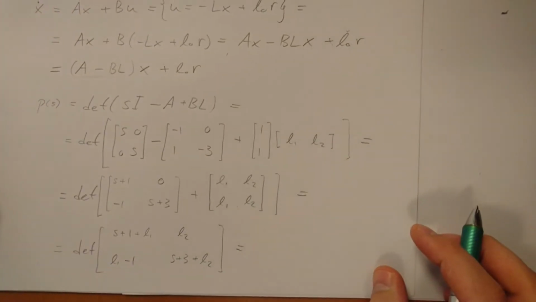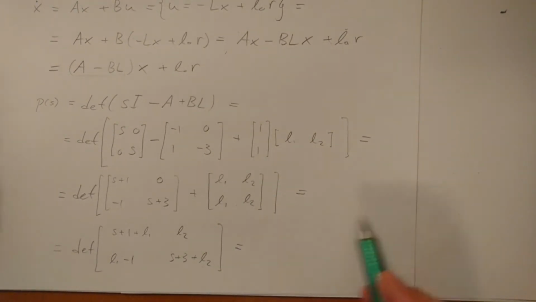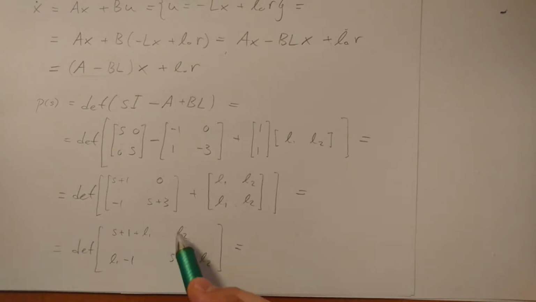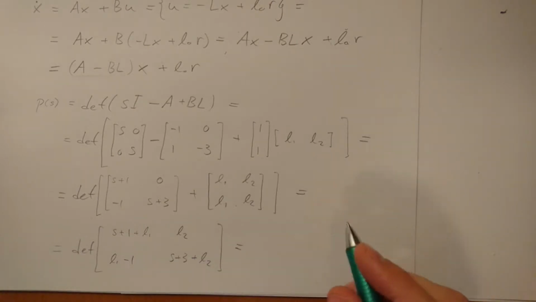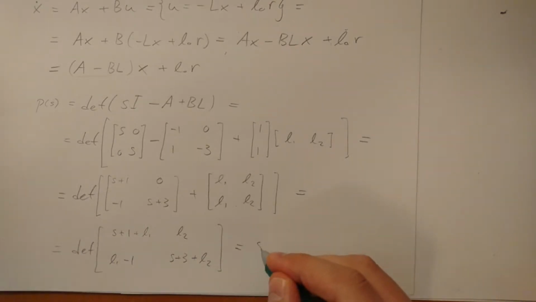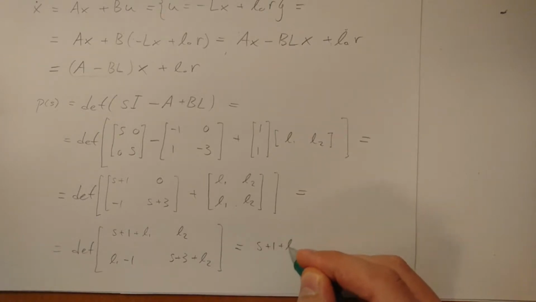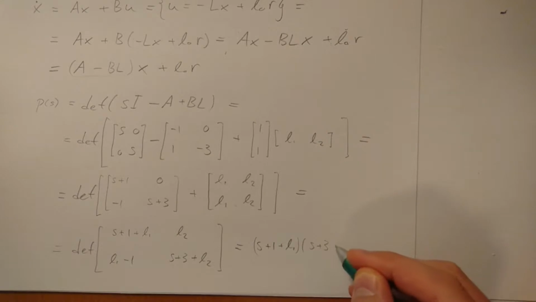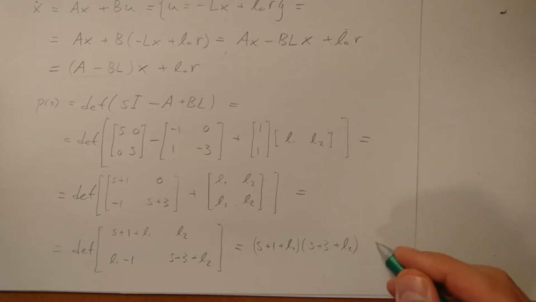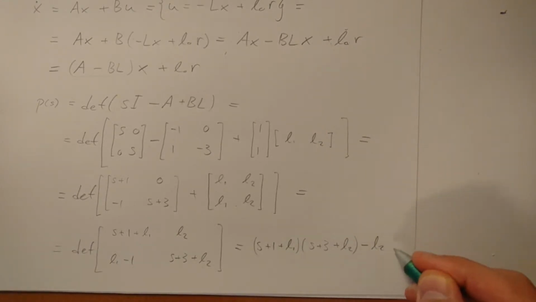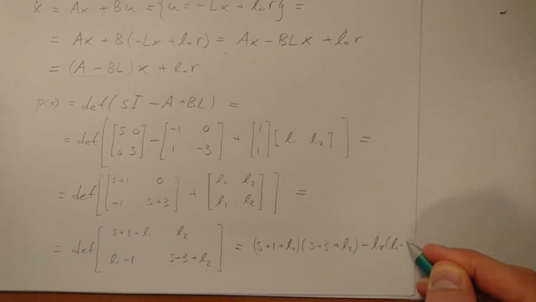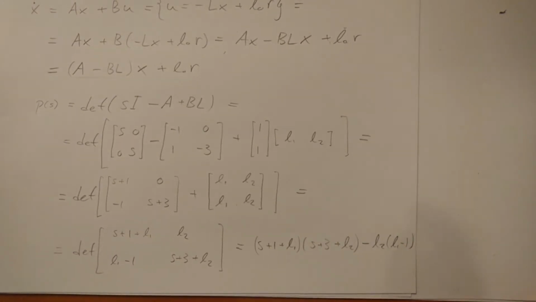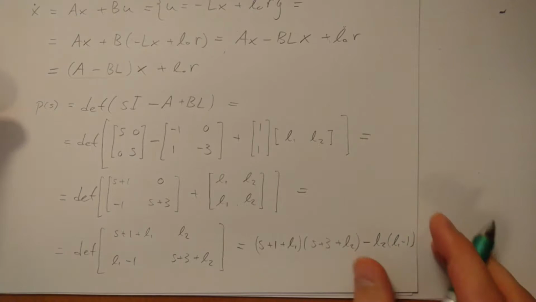Now we're taking the determinant of this, which is the product of the diagonal elements minus the product of the anti-diagonal elements. So it's equal to s plus 1 plus L1 times s plus 3 plus L2, and then minus L2 times L1 minus 1. Alright, so let's expand this expression.